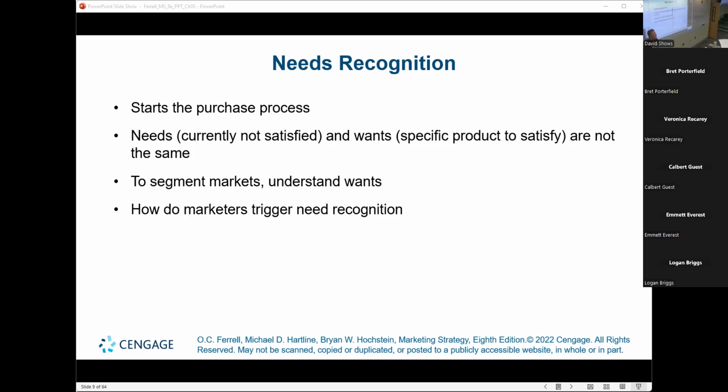Now, we trigger the need to hopefully move to the want. And so how do we trigger needs? Well, we use cues, all right? So usually what we have to do is have the consumer understand the difference between their desired state and their actual state. There's a difference there. And that's enough to trigger the recognition.